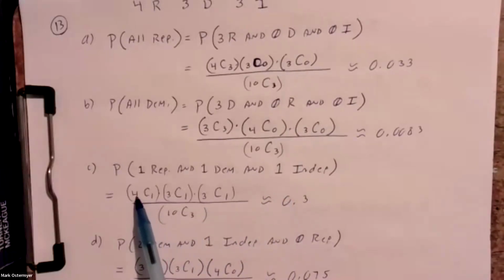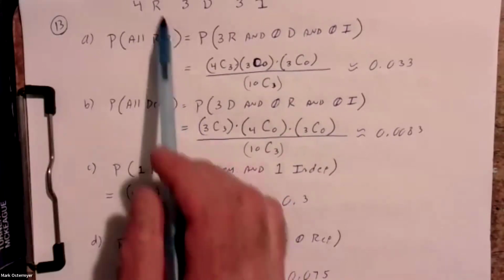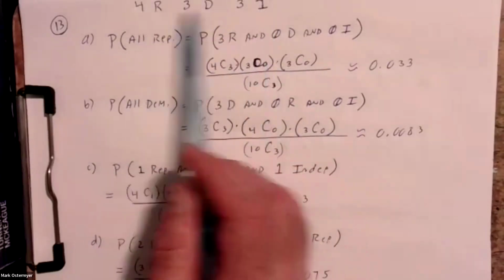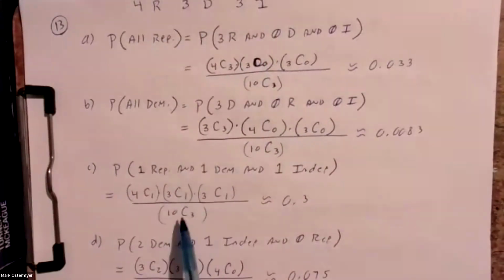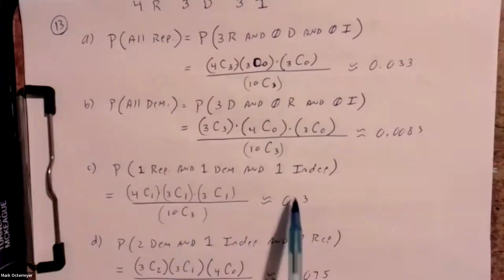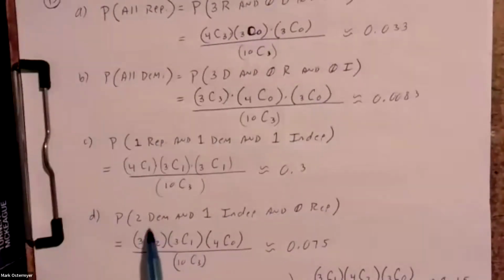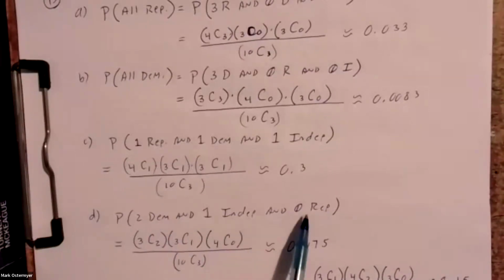So this is the number of ways of selecting Republicans, Democrats, and independents. This is the number of ways of selecting 1 Republican and 1 Democrat and 1 independent from the number of politicians we have available from each party here. Divided by 10 in combination with 3. 0.30 is the probability. Anybody get that? Yes.